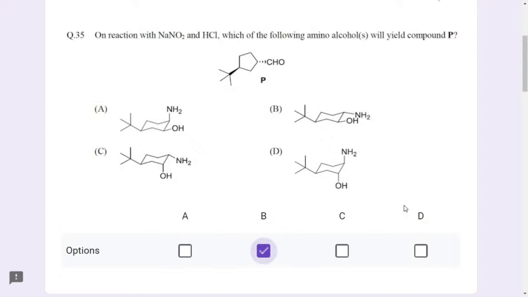Yes, one option is correct. Next, C. Let us see. C, is it? So this is downward, no problem. This is upward. So when it goes out, same chemistry is going to form here. It is going to attack from here, right?